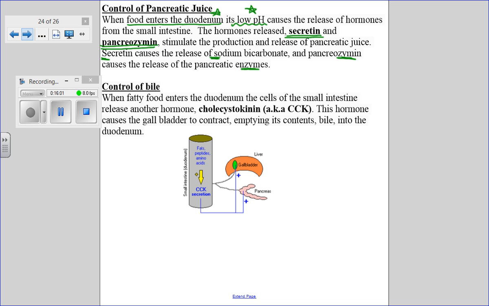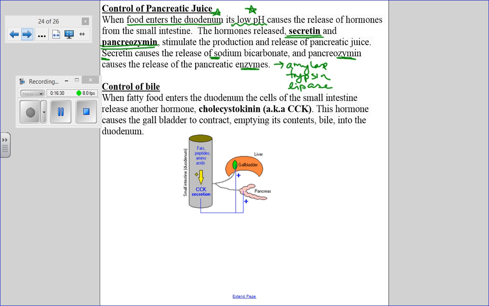So when I'm talking about pancreatic enzymes, we would be discussing things like amylase, trypsin, and lipase. So there's two hormones for your pancreas. Secretin for sodium bicarbonate, that's the base that will help neutralize the stomach acid, and pancreozymin for the enzymes.